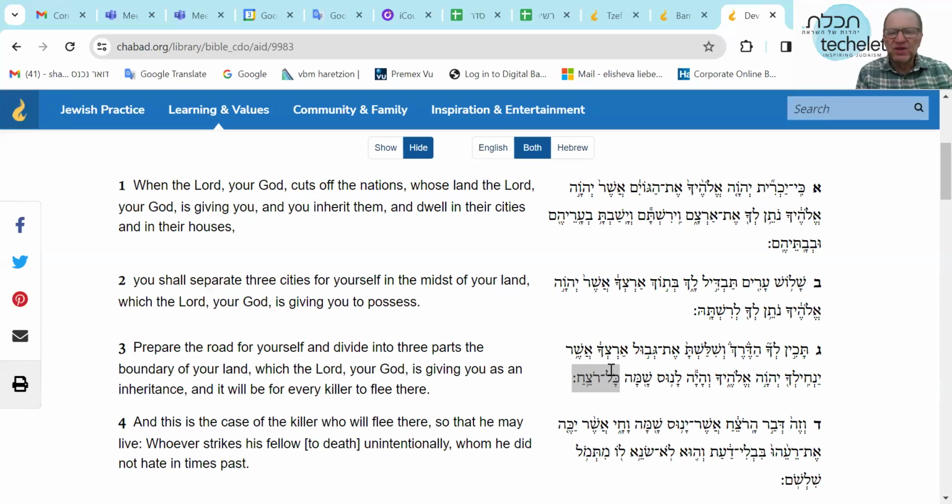V'haya lanus shama, and it will be lanus, to flee, to run away. Kol rotzeach, which means all murderers. All murderers. Yeah. Kol rotzeach. So the Gemara is now going to pick up on that word kol, all. Okay, let's go back to the Gemara.